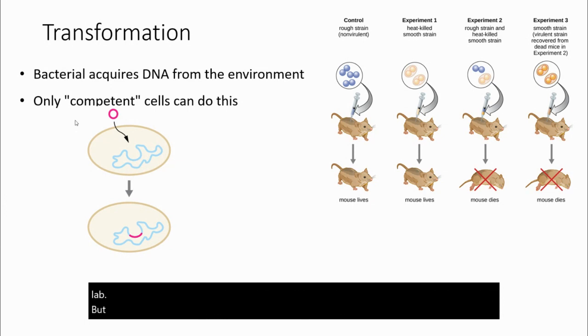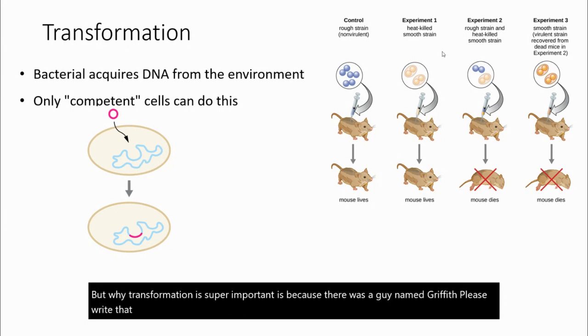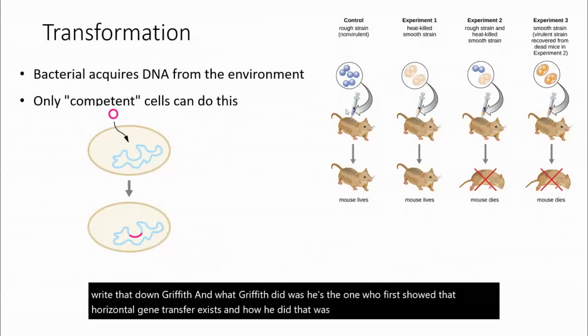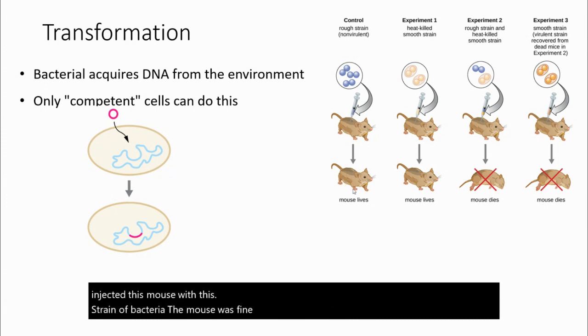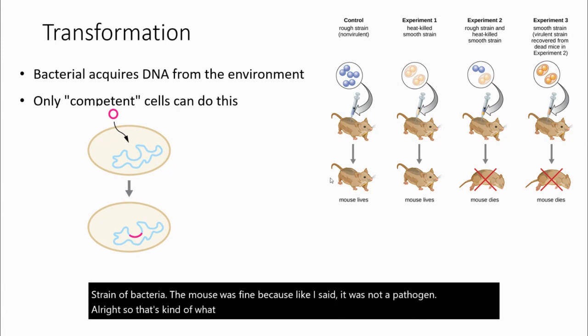But why transformation is super important is because there was a guy named Griffith. Please write that down, Griffith. And what Griffith did was he's the one who first showed that horizontal gene transfer exists. And how he did that was he had this bacterial strain, and it was non-virulent, meaning it was safe. It doesn't make animals or people sick. And when they injected a mouse with this strain of bacteria, the mouse was fine. Just like I said, it was not a pathogen. All right, so that's kind of what they expected to see.